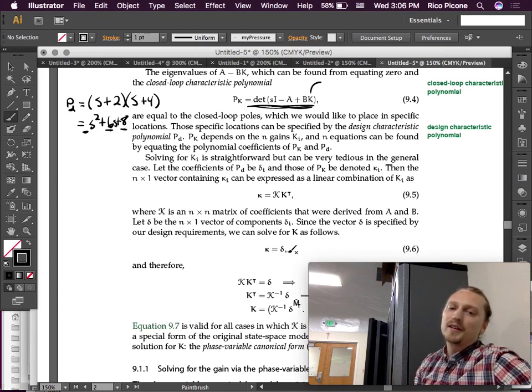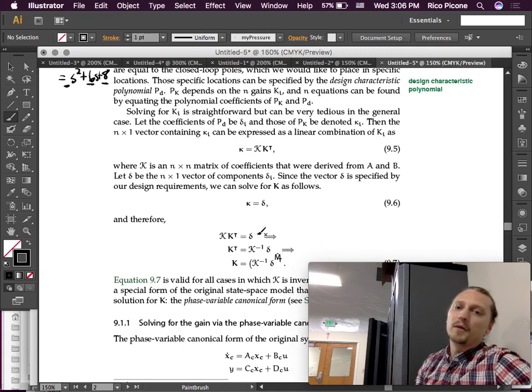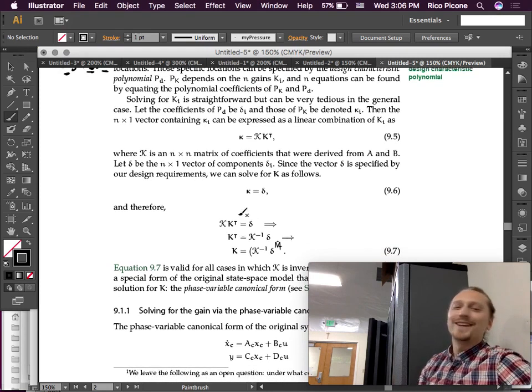We know that kappa is supposed to equal delta. That's what we want: the design coefficients to equal the actual coefficients. So we can stick 9.6 into 9.5 and say kappa is equal to delta, which we know. We plug delta in for kappa, and we get this expression, where we've switched the left and right-hand sides. So script K times K transpose equals delta.